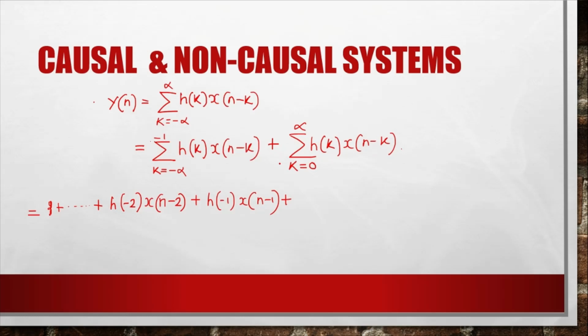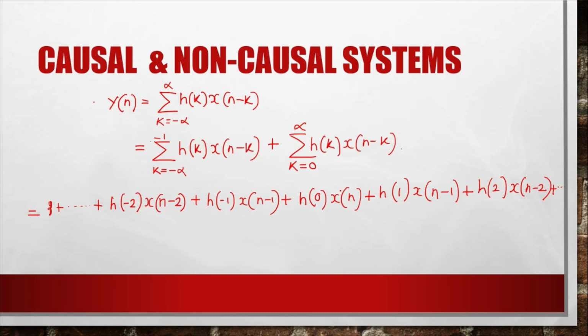Plus, now if I expand the other part, h of 0 x of n, this is for k equal to 0, and for the next terms it becomes h of 1 x of n minus 1, plus h of 2 x of n minus 2, plus this way.